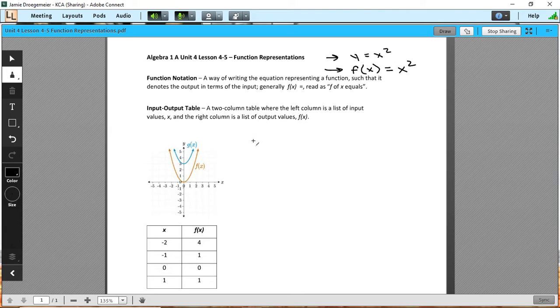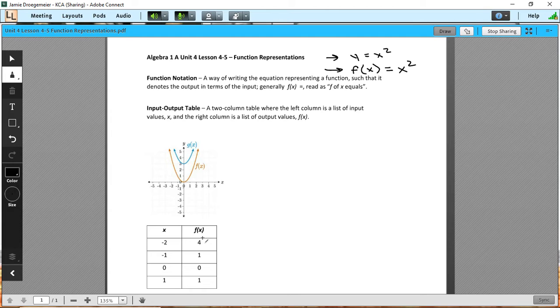The second term we have here is an input-output table, and we have an example down here at the bottom. Basically, it's a two-column table. We have our input values on the left, and then our output values on the right. So x and f of x, or you may have x and y, just depending on how they do it.